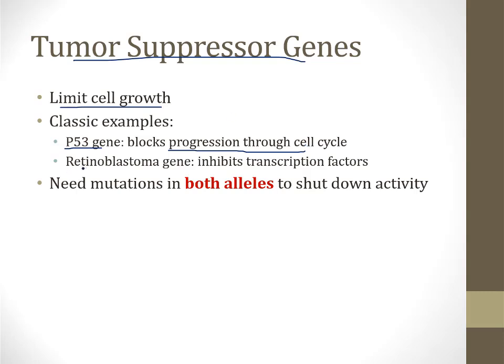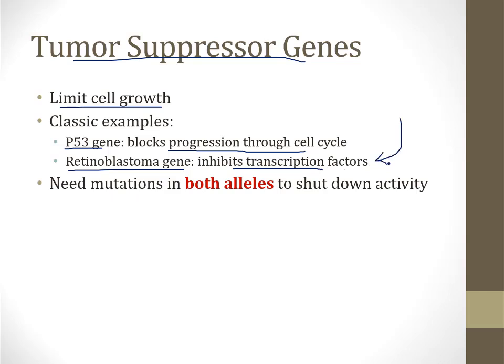Another tumor suppressor gene is the retinoblastoma gene. This becomes mutated in the form of eye cancer called retinoblastoma, and the protein from this gene inhibits transcription factors. So if this gene becomes mutated, those transcription factors become uninhibited and the cell can begin to grow uncontrollably.